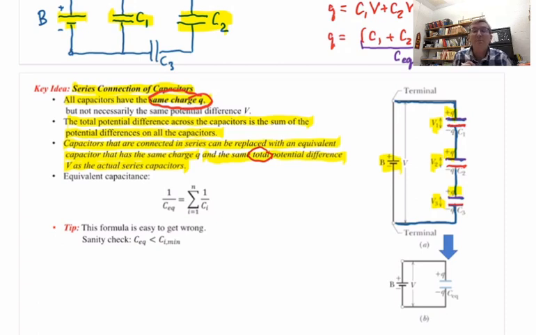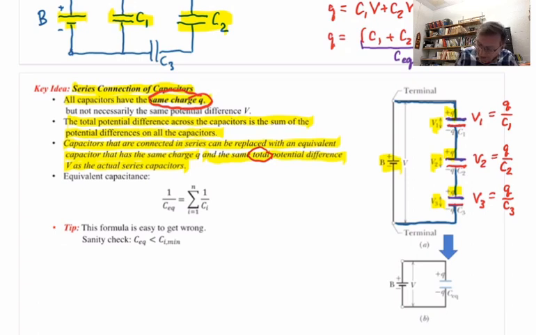So for capacitor 1, Q equals C1 V1. So V1 is then Q divided by C1. It's got to be true. For capacitor 2, V2 is Q over C2. And for capacitor 3, V3 is Q over C3. Okay? But they have to have the same total V as the battery.